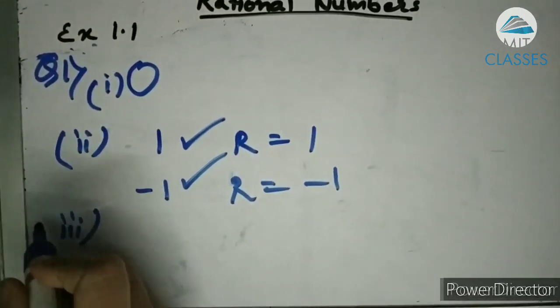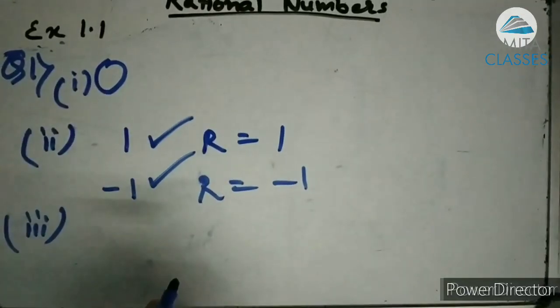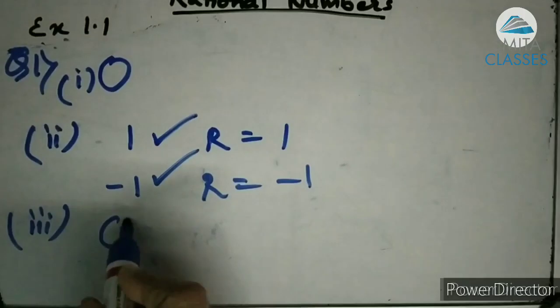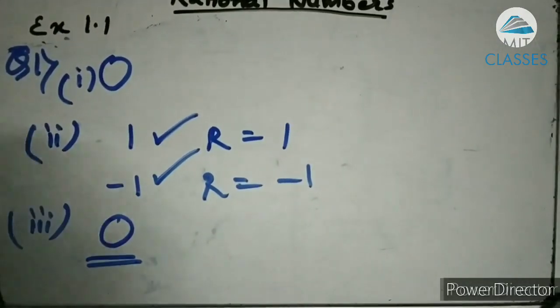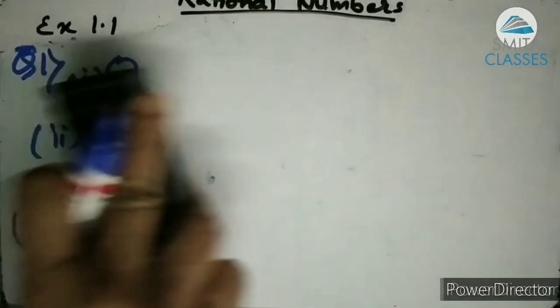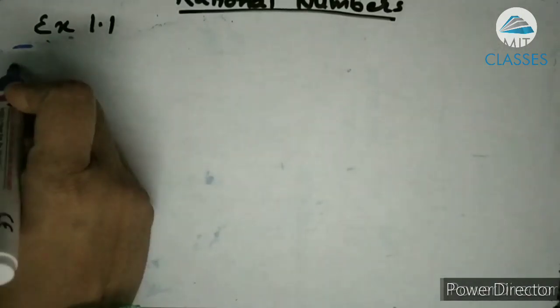Now they are asking the third question. The rational number that is equal to its negative. Any rational number that is equal to its negative. So such a number is only 0. 0 is equal to its negative. Now I go to question number 11. Question number 11 is the fill in the blanks.